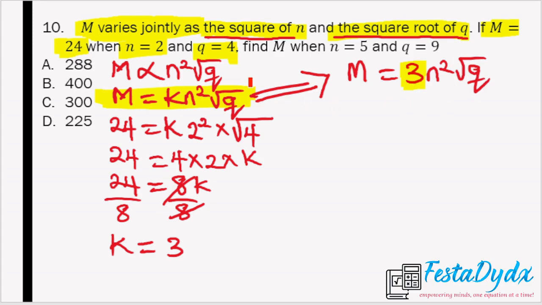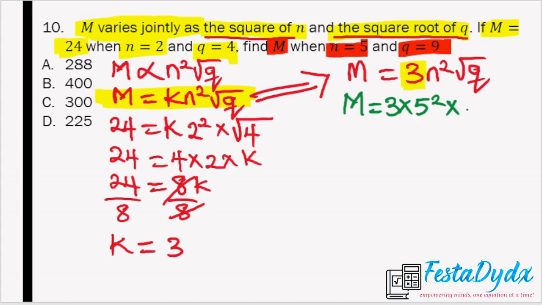Now let's move to the next thing. It says find m. So we're looking for this m when n is equal to 5 and q is equal to 9. So now that we've been able to get the relationship joining the letters, introducing the constant, we can now look for m when n is 5 and q is 9. Now let's do that. So we're looking for m equal to 3 times n square, n is 5. So 5 square times the square root of q, which is the square root of 9.